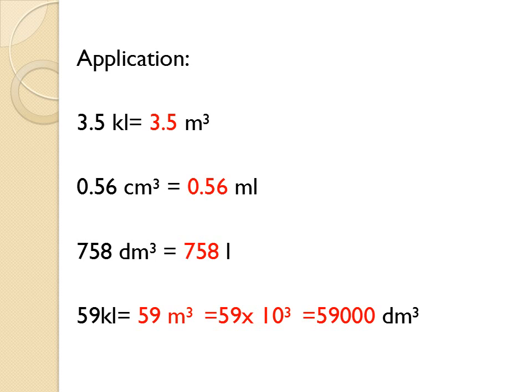0.56 centimeter cube, we want to convert it to milliliter, and as we see in the slide before, that centimeter cube is equal to milliliter, so we put it the same. We don't multiply it, we don't divide it, it's the same unit. Also we have 758 decimeter cube. We want to convert it to liters, so also it remains the same.